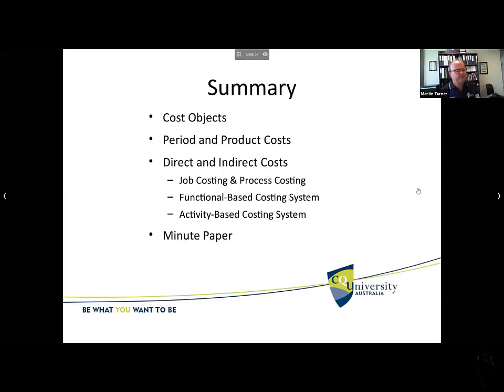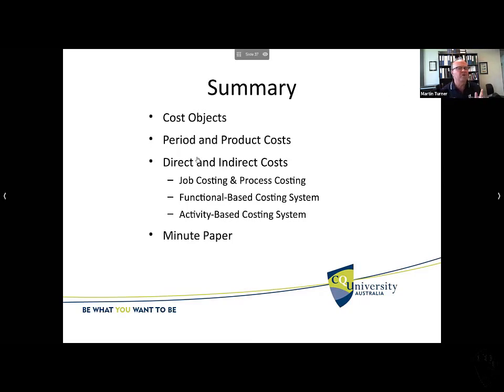Now, we're going to summarise. What have we looked at? We've looked at cost objects. Cost objects, they're not cost objectives. Call them cost objects. And cost objects are any aspect of the firm that we want to know the costs of. And if we want to know the costs of something, it can be a product, which is what we're focusing on, but it can be a business process, it can be a customer, it can be anything.